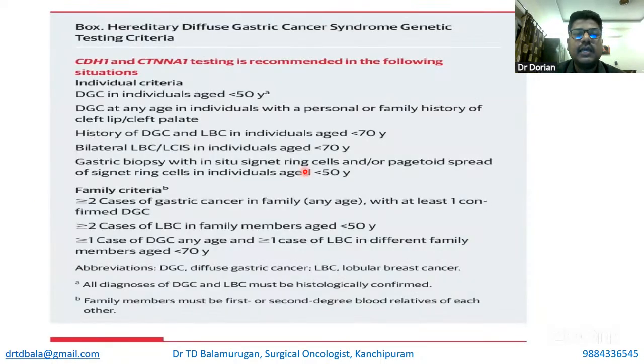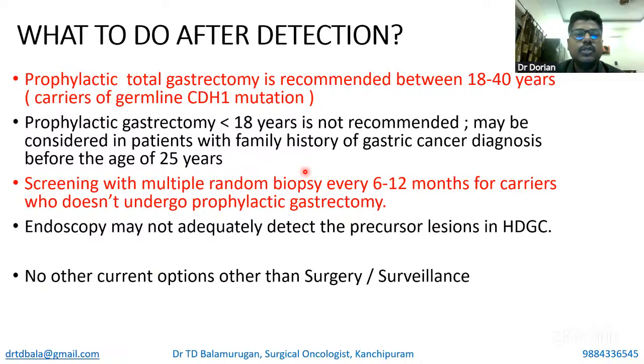So these are the testing criteria for hereditary diffuse gastric cancer. No need for your exam. Just you need to know that something like this exists. So this is given in Sabiston. What to do after a hereditary diffuse gastric cancer is detected?